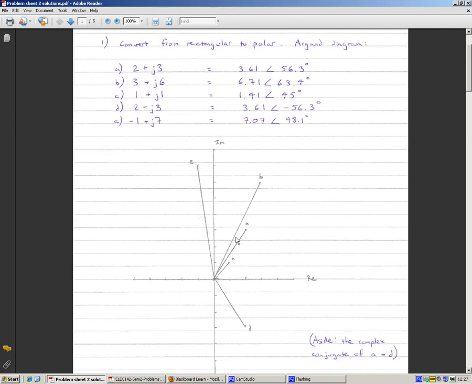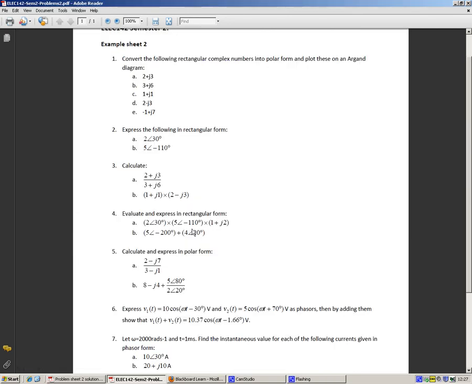Just as an aside, you can actually see that A and D are the complex conjugates of each other, because A is 2 plus j3 and D is 2 minus j3. It's not so important now, but we'll be using that a little bit later. So that was question 1.